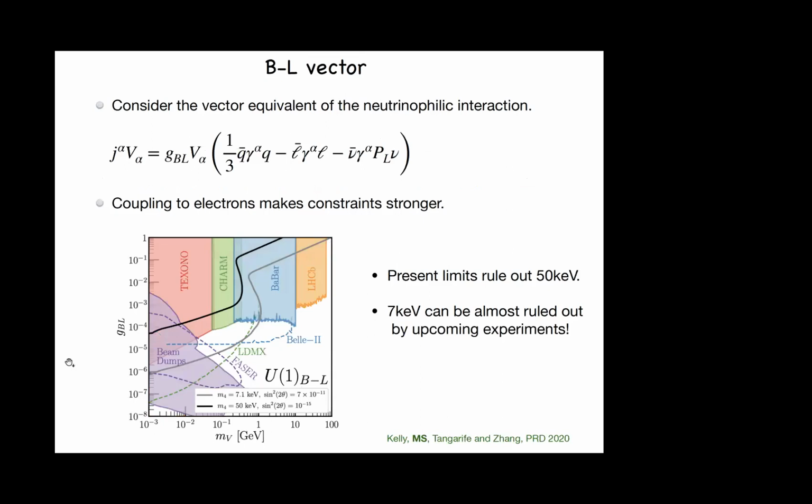Another model can be constructed, which is essentially taking the vector meson and charging it under B minus L. So this is also very similar. You have interactions with all the possible leptons as well as the quarks. So the bounds on this are actually stronger.